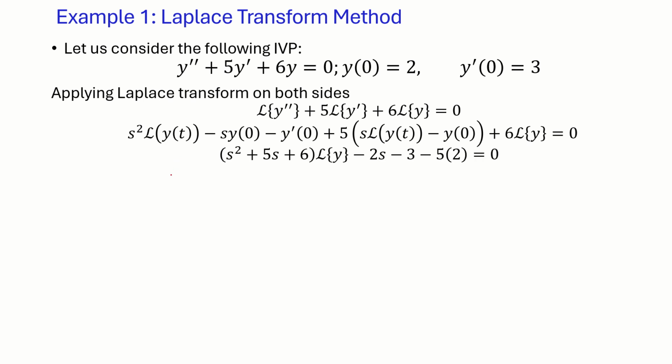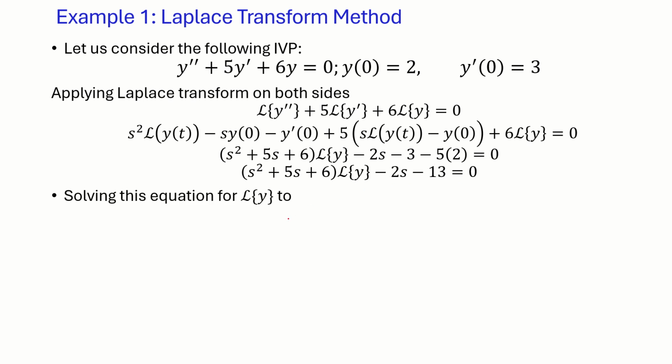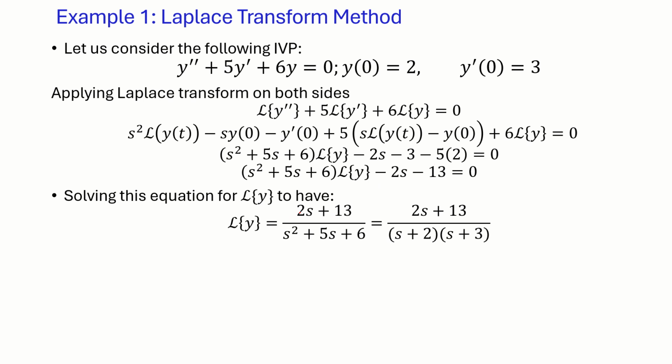Okay, so combining them together, what do we have? s square plus 5s plus 6 into Laplace of y minus 2s minus 3 minus 5 into 2. The value of y of 0 is 2, so we get this one. And after simplification, we get minus 2s minus 13, and solving this for Laplace of y, we'll leave this one to the left and the rest to the right. So Laplace of y is what? That is 2s plus 13 divided by s square plus 5s plus 6.